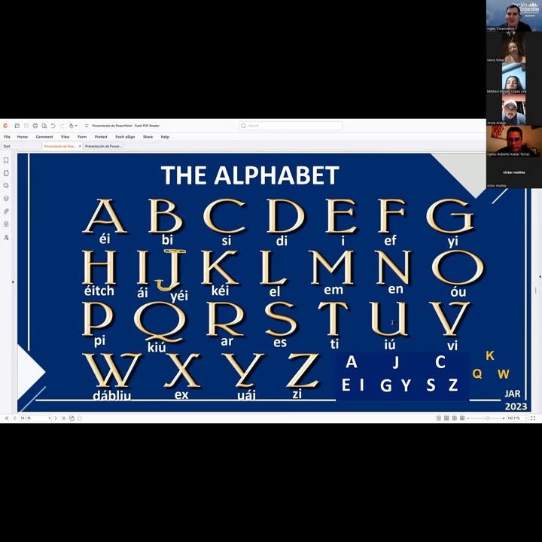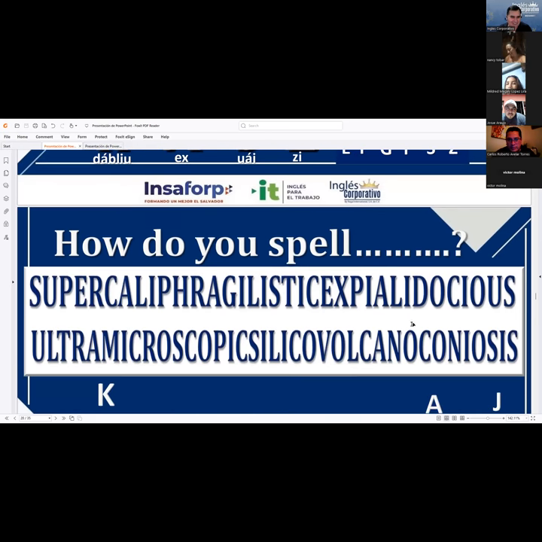Okay, so let's check. Let's spell a short word. Una palabra cortita, okay, short word, only to practice. How do you spell? ¿Cómo deletrea? How do you spell? Spell is deletrear. How, ¿cómo? How do you spell?